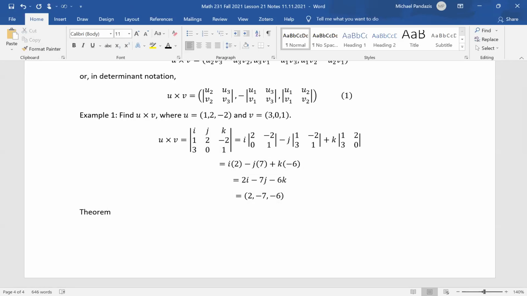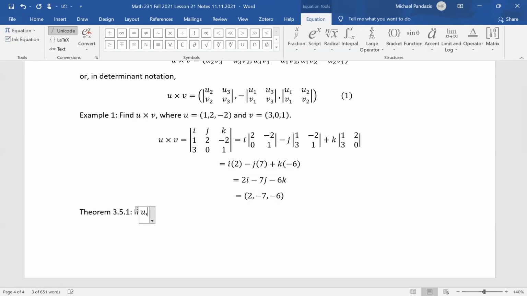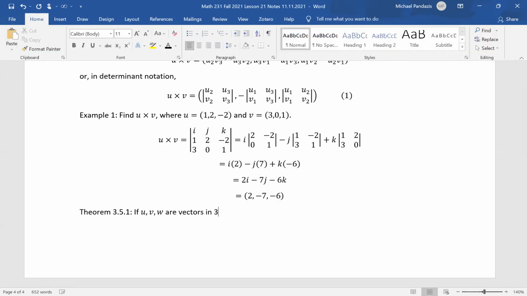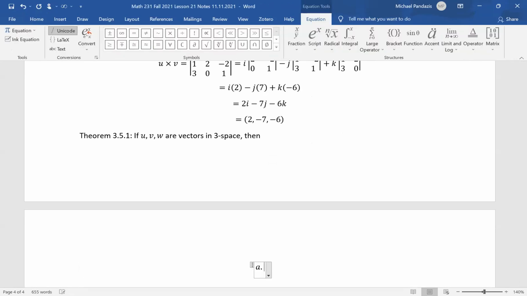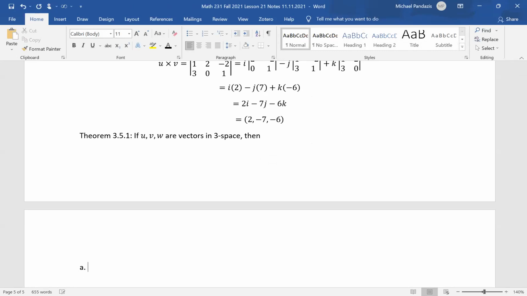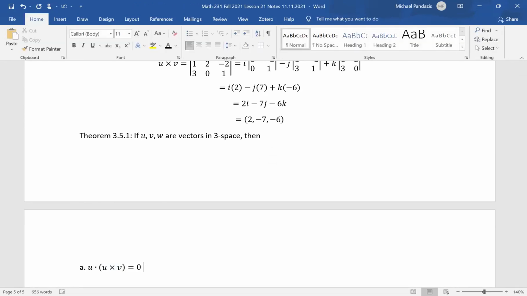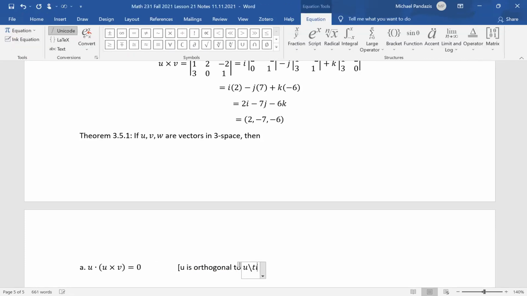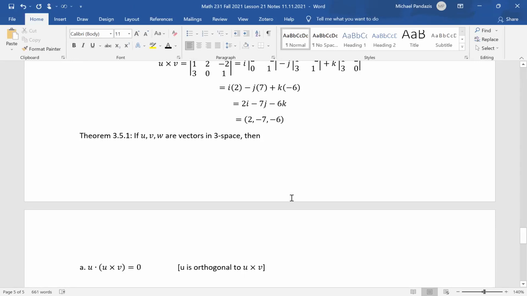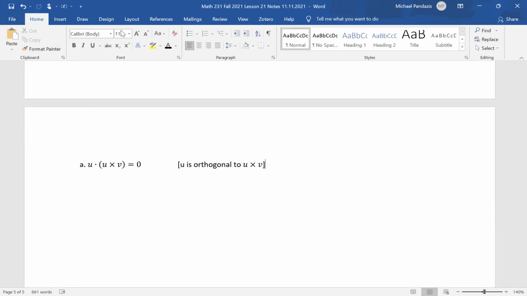Okay, so next is theorem 3.5.1, which says if u, v, and w are vectors in 3 space, then a, u dot u cross v is equal to 0. Okay, so this is from the fact that u is orthogonal to u cross v. Okay, u is orthogonal to u cross v. Okay, let me write. So I'm going to go to the whiteboard to illustrate this.